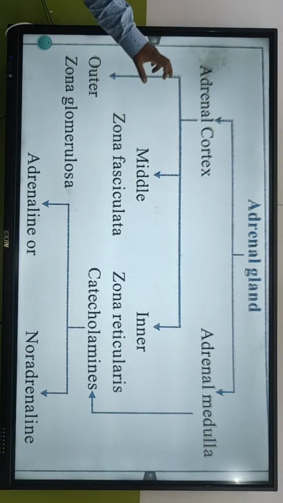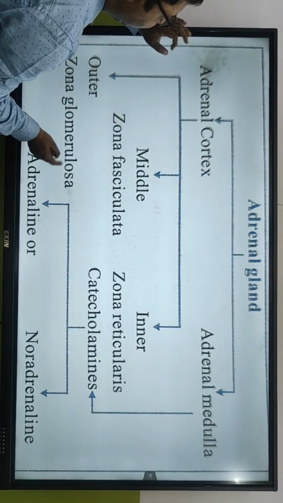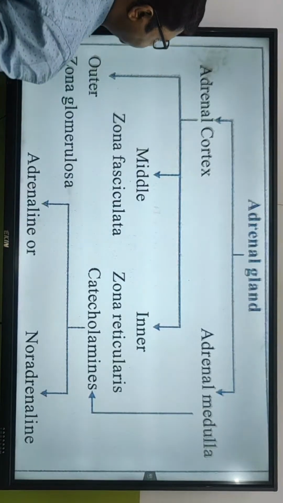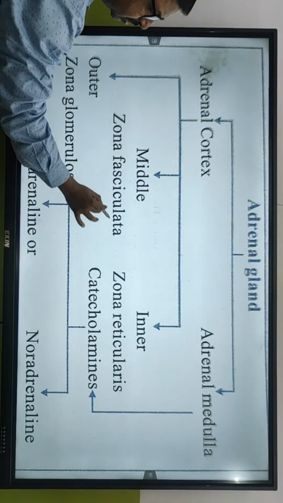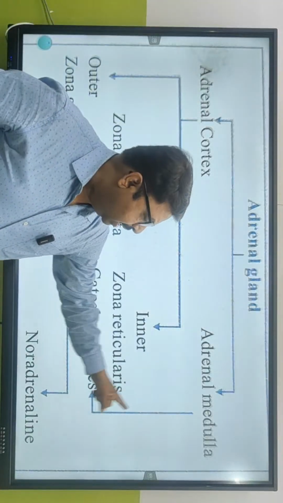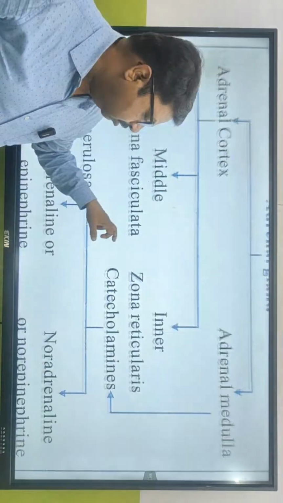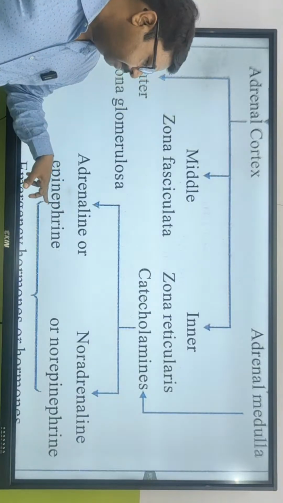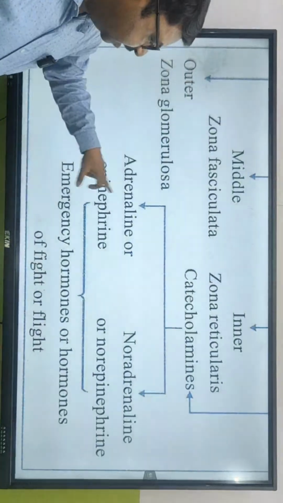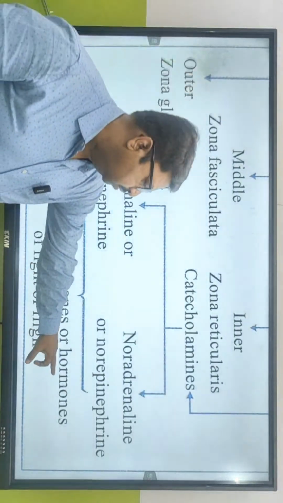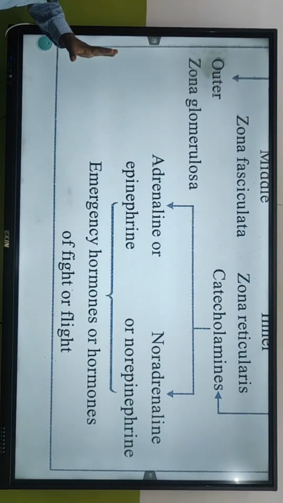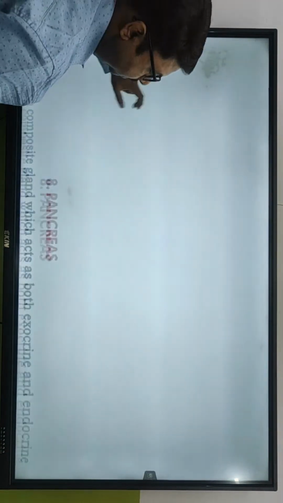So when we talk about the classification, adrenal gland, we can classify them into two: adrenal cortex and adrenal medulla. Adrenal cortex में outer zona glomerulosa, middle zona fasciculata, inner zona reticularis. And medulla secretes catecholamines. Catecholamines are of two types: adrenaline or epinephrine, noradrenaline or norepinephrine. Adrenaline we call it as emergency hormone or hormone of fight and flight. यहाँ तक clear है? Sure.